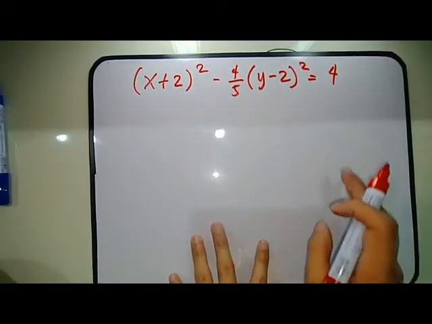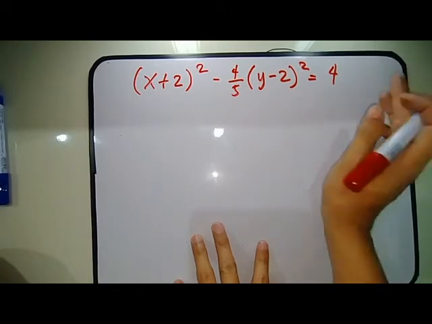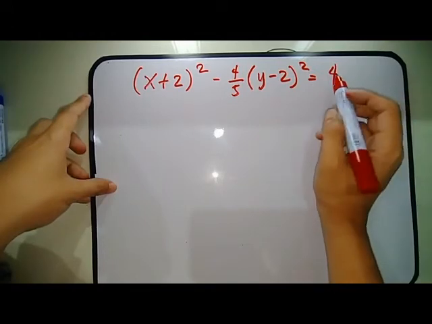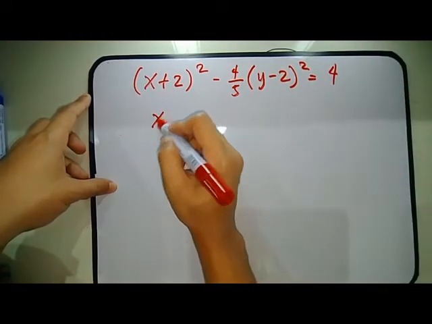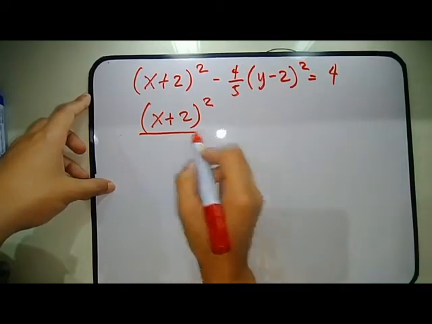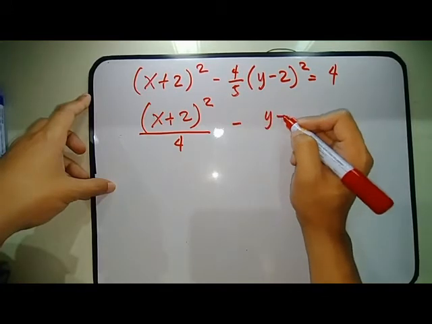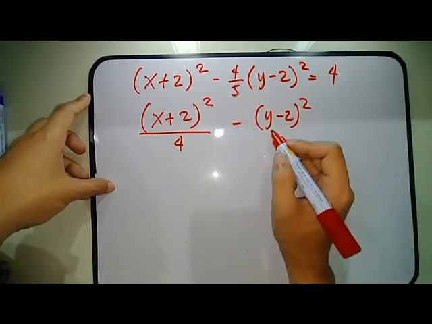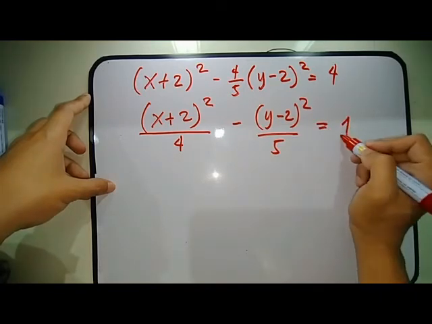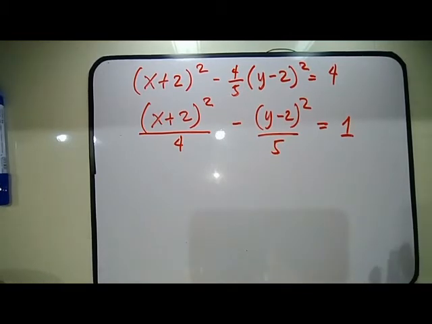Now, i-divide natin guys sa 4 para masatisfy natin yung condition na 1 yung nasa constant sa other side. So divide by 4. So this is x plus 2 squared. So this will become, you have over 4. So minus, you have y minus 2 squared all over 5 equals 1. General equation na siya. So tama na yung form niya.